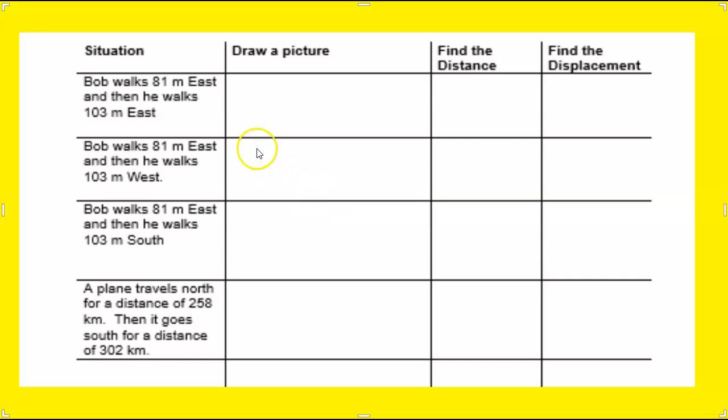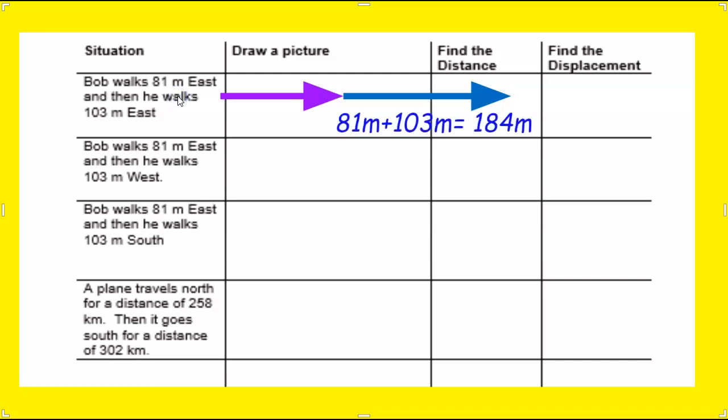So these were notes that we completed together in class. Again, we're just practicing some more. So I've got Bob walks 81 meters east. Then he walks 103 meters east as well. So distance, same thing. I added up. Displacement, I still have the same thing, but with direction.